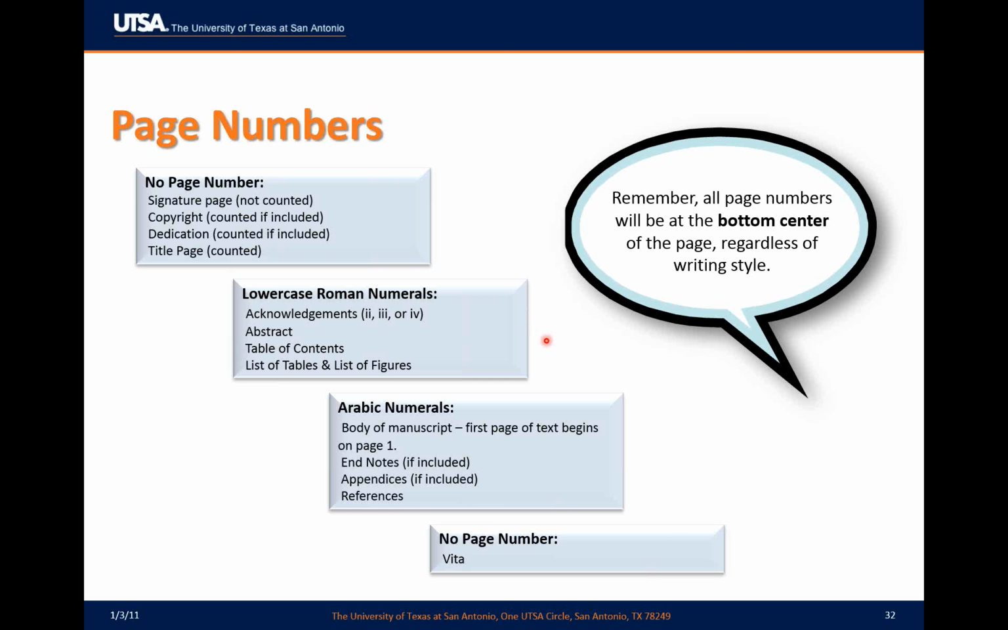Then with the acknowledgments page, we begin with our lowercase Roman numerals. Typically, the acknowledgments page starts on page 4, and those lowercase Roman numerals continue through the abstract, table of contents, list of tables, and list of figures.